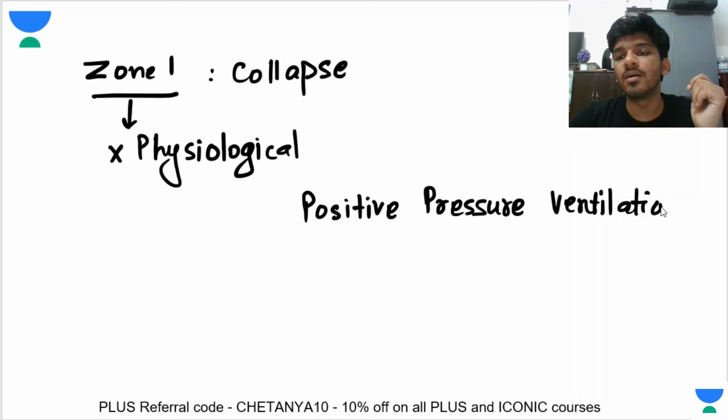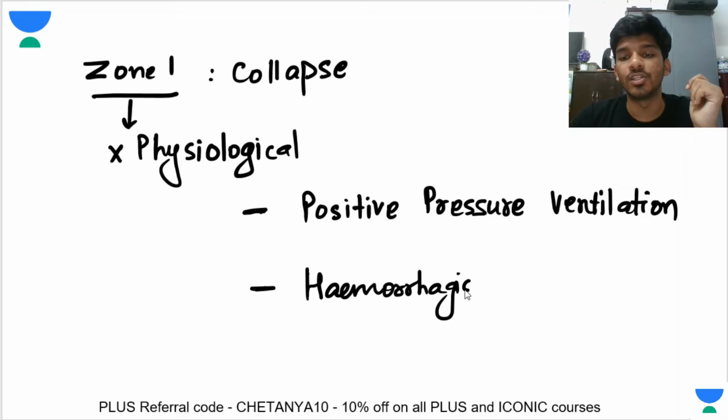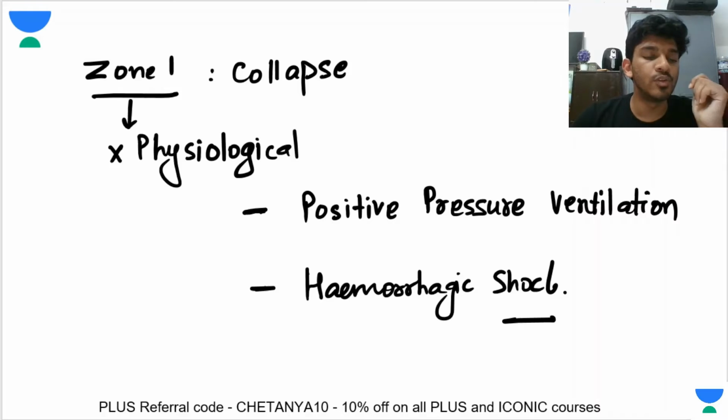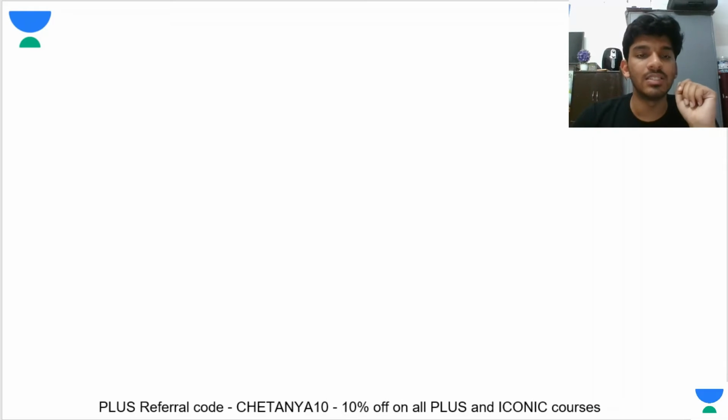So in that case, the pressure will be high, and so it's there in positive pressure ventilation. And the second condition where it will be is hemorrhagic shock, right? Hemorrhagic shock. I'll just tell you why it will be present in these two conditions only, and why it is not normally present.